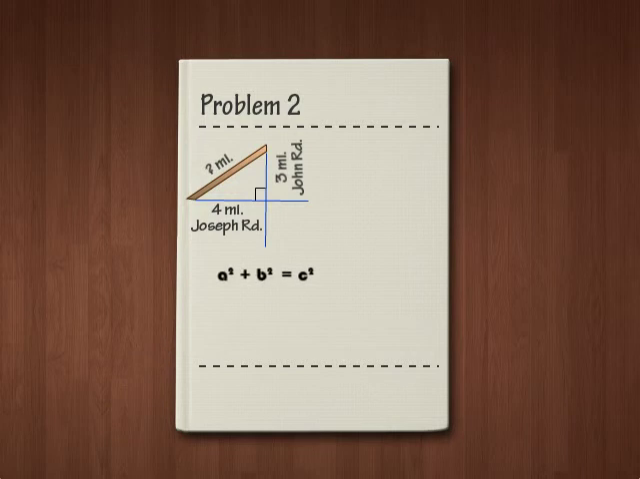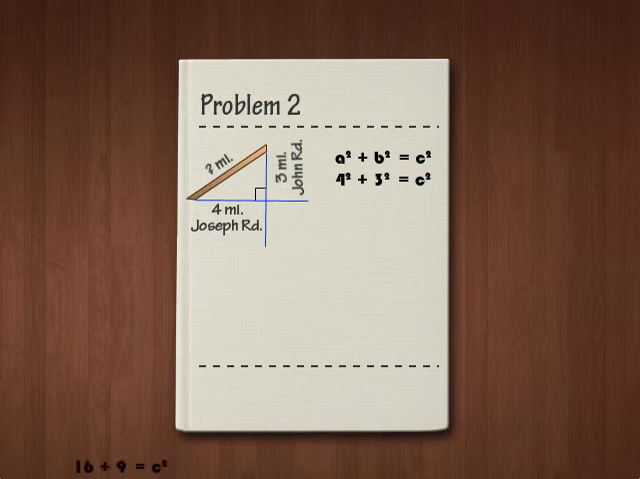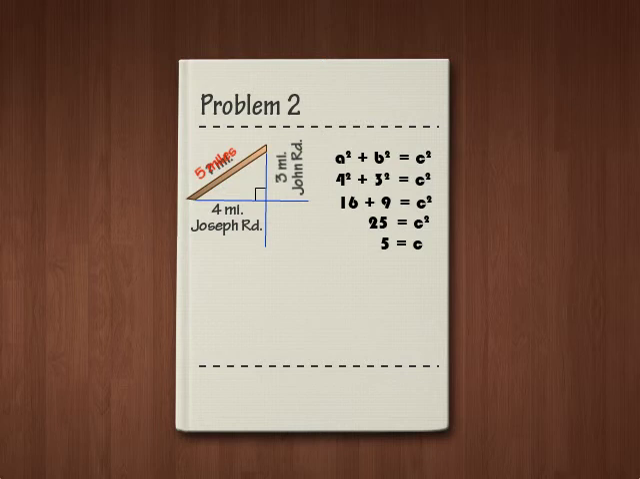So solving for our hypotenuse, we will have 4 squared plus 3 squared equals c squared. Simplifying, you will have 16 plus 9 equals c squared. Adding up, we'll get 25 equals c squared. Taking the square root of both sides, our new road will be 5 miles long.